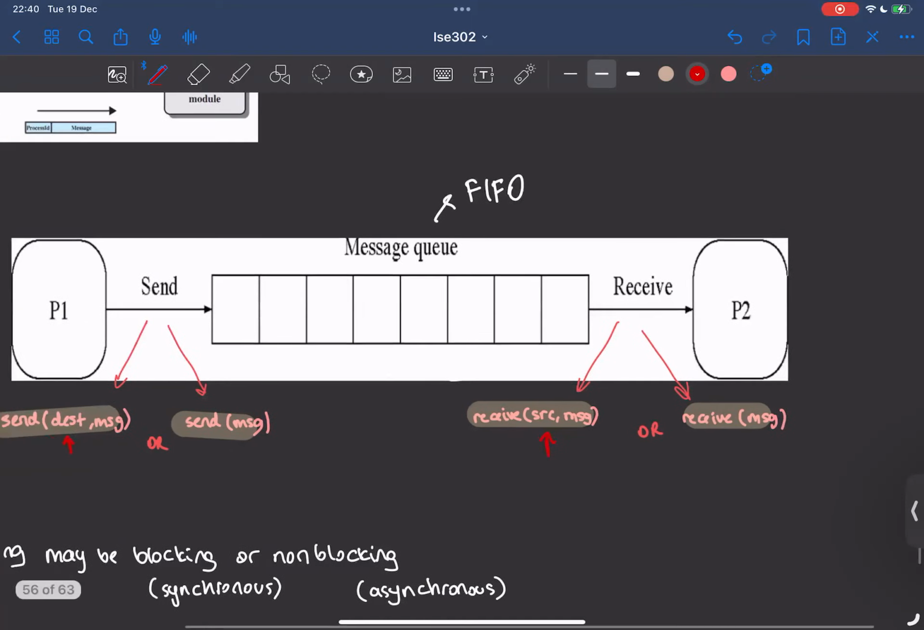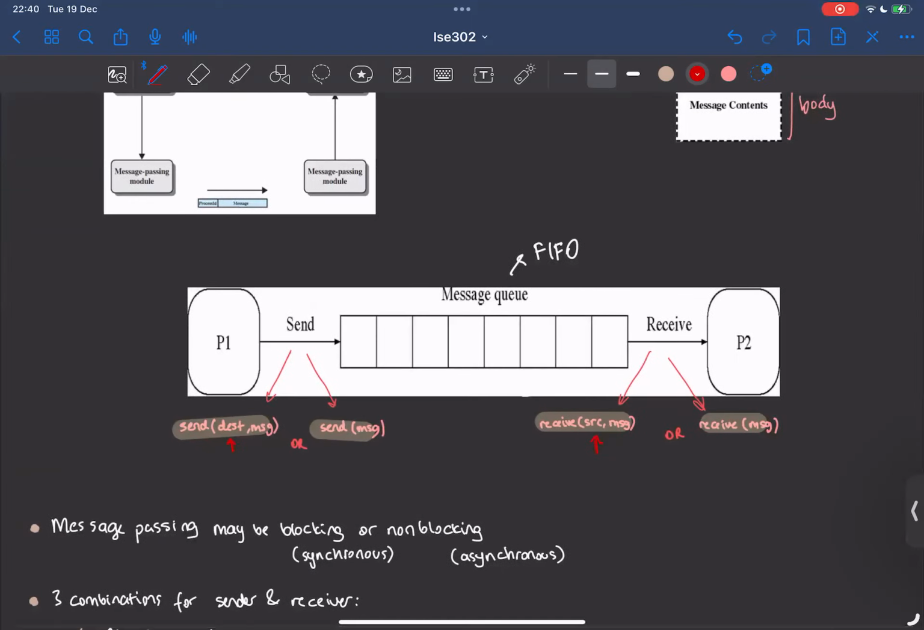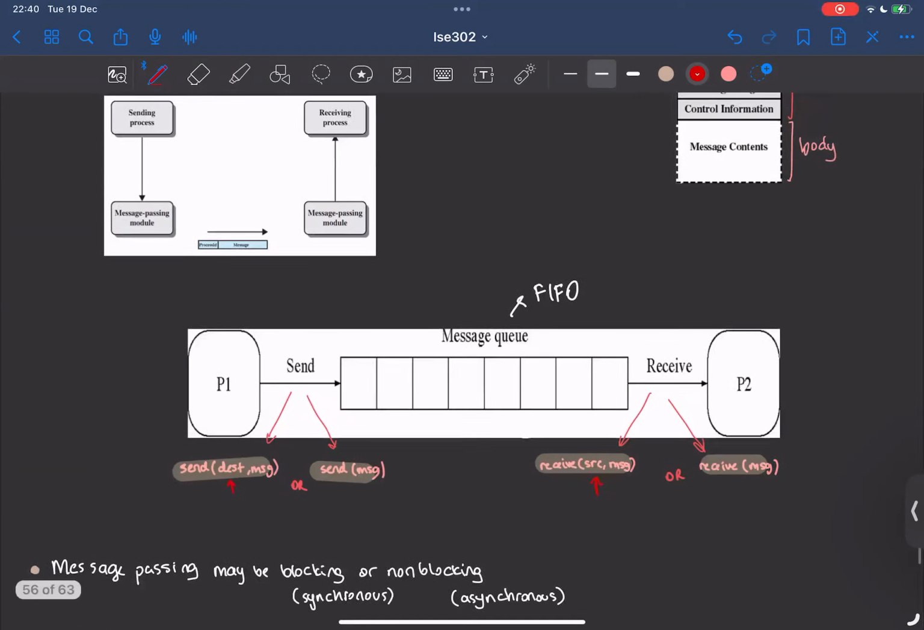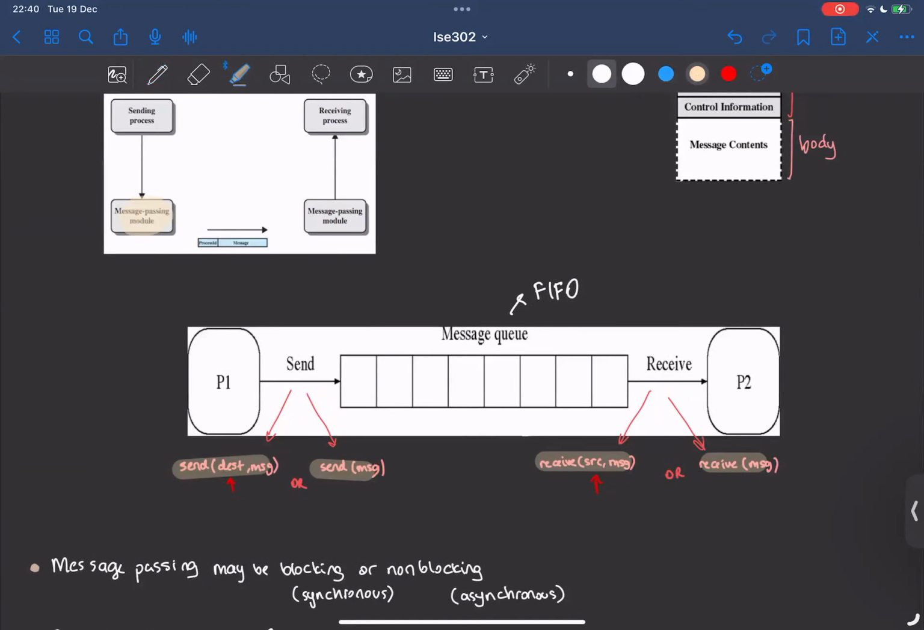So all processes can exchange information through a communication message queue. Between them, a communication link is established. If a link already exists, there is no need to establish it again. And the sending process places a message via the message passing module onto the queue, which can be read by another process by using the message passing module on the other side.